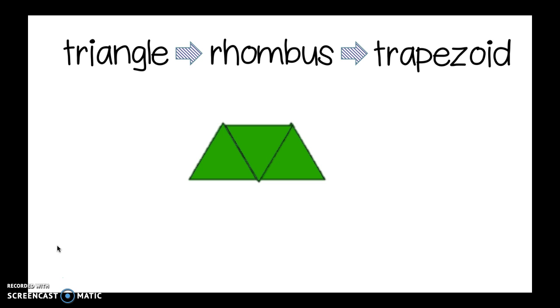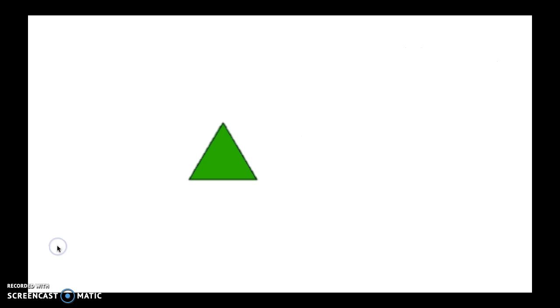How many triangles did I use to make a trapezoid? 1, 2, 3. Yeah, I used 3 of them. Did they all have to be lined up exactly the same? No way, Jose. I could move them all around to make my cool shapes. Perfect. Let's keep cruising.